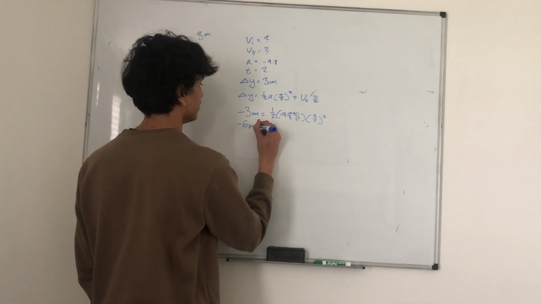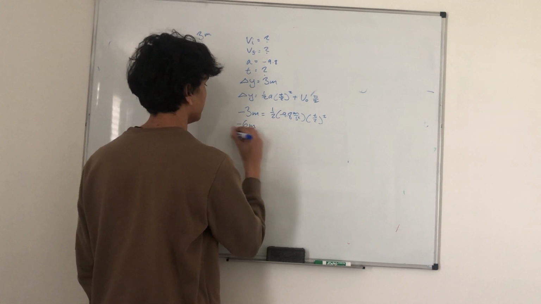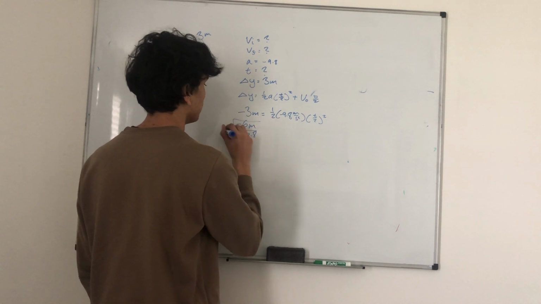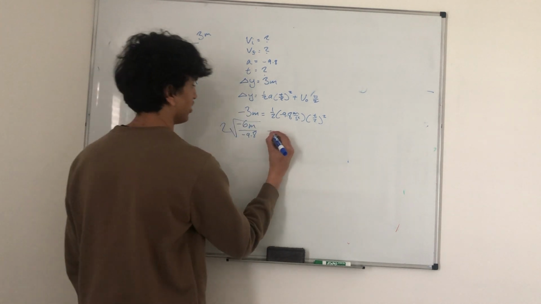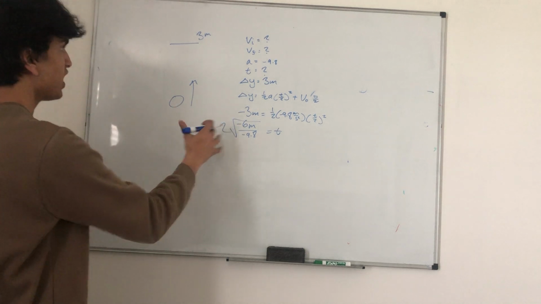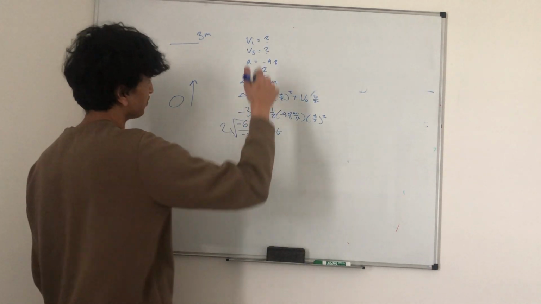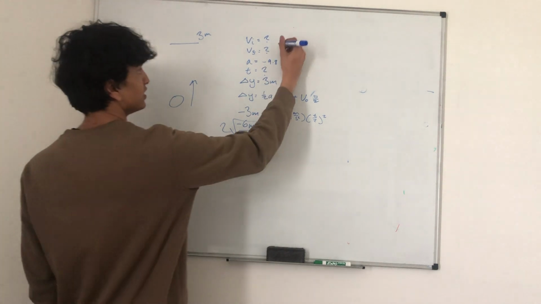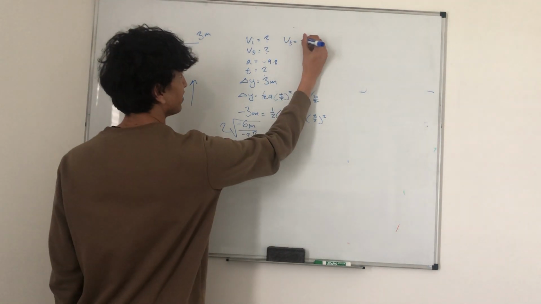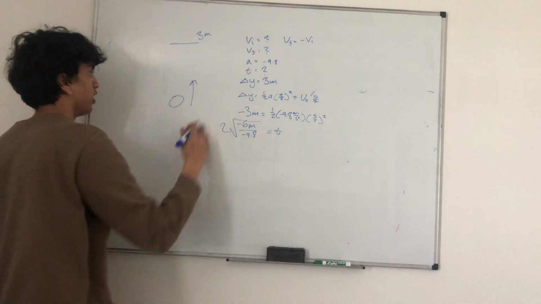6 meters over negative 9.8. You're going to take the square root and then multiply by 2. And then that will give you the time. And then once you have the time, you can figure out the initial velocity thrown up. And you can figure out the final velocity. Hint, V final will equal negative V initial, right? Because they're both at the same height.